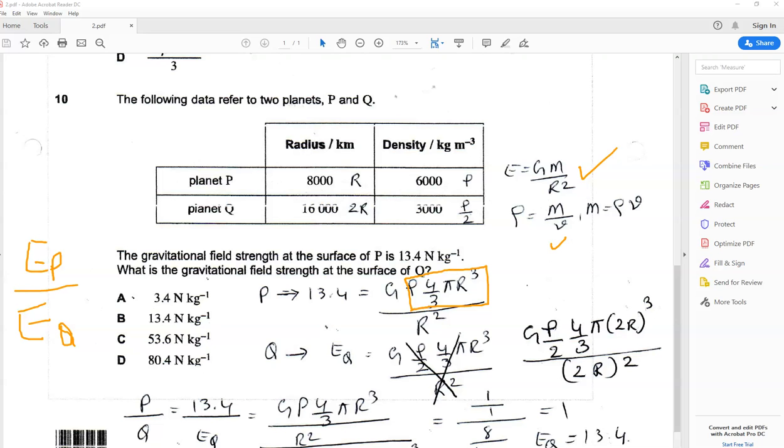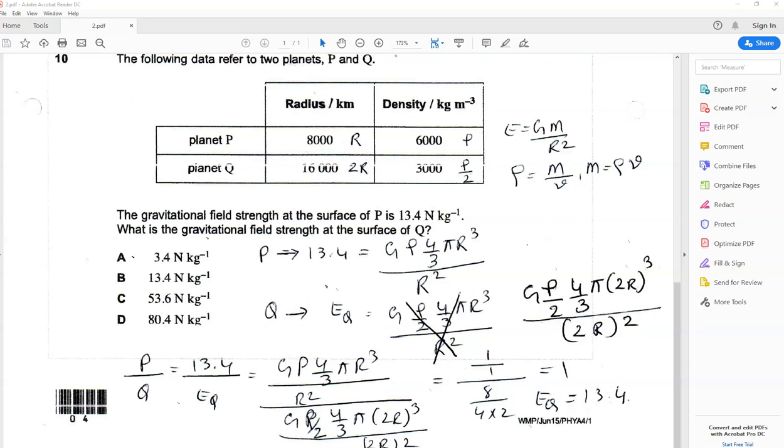For planet Q, let the field strength be EQ. Again, GM by r squared, where this whole thing is the mass for planet Q, which is the density times volume. Now again, the density is rho by 2 because we are comparing. These types of things end up getting cancelled. So 4 by 3 pi, the radius is 2r, so (2r) cubed divided by the radius squared, (2r) squared.